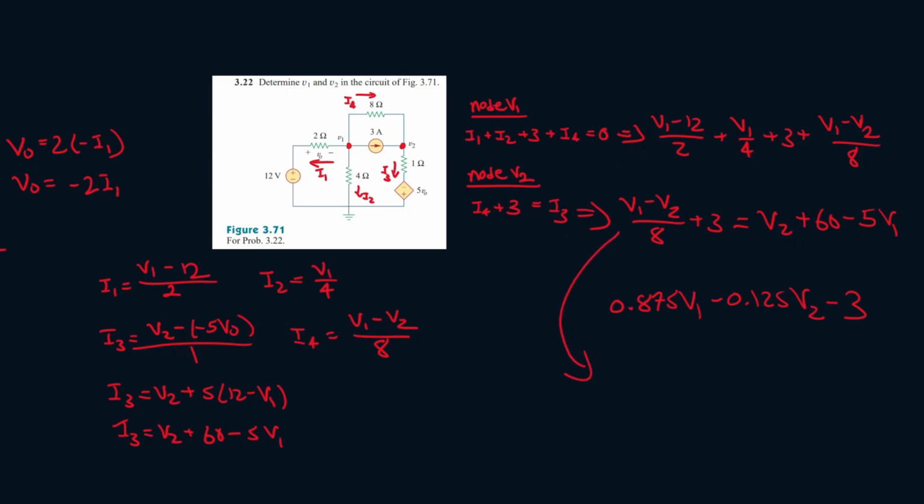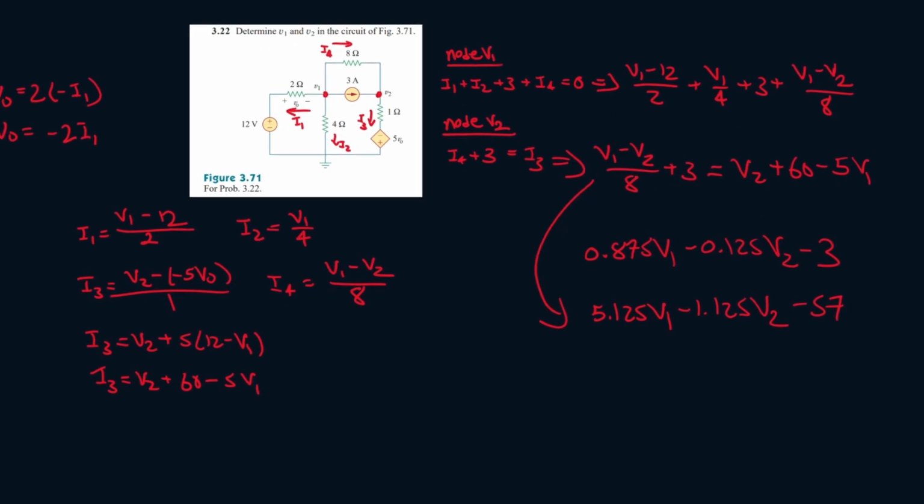Now we have the second one. V1 over 8. And then we have minus 5V1. Let's bring that to the other side. So it'll be V1 over 8 plus 5V1. So it'll be 5.125 V1. Now we have minus V2 over 8. Then we have a V2 here, so let's bring that to the other side. So it'll be minus V2 over 8 minus V2. That's minus 1.125 V2. Now we have 3 plus, and then we have 60 on the other side. Let's bring that to the other side. It'll be 3 minus 60. That's minus 57.